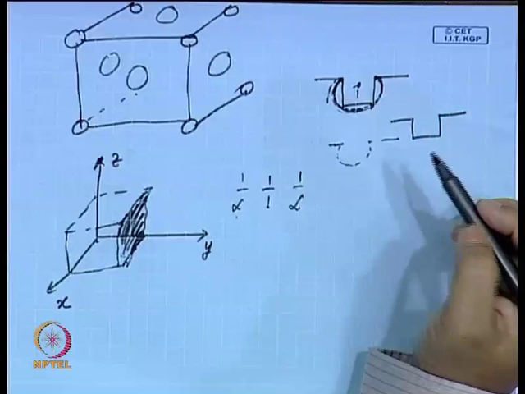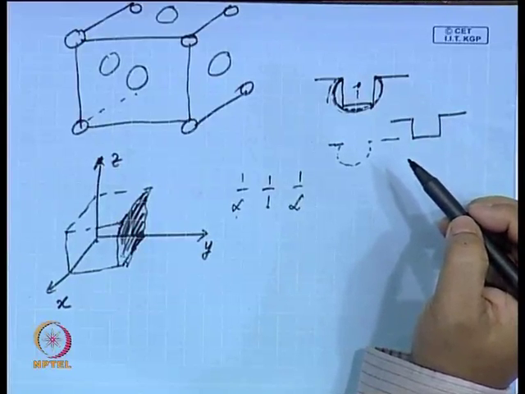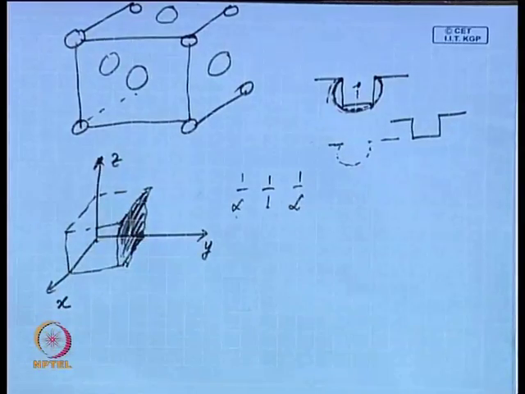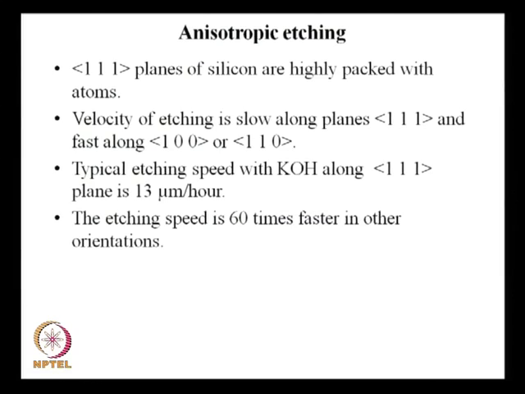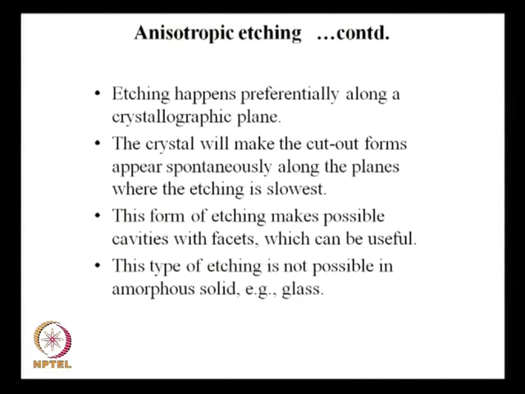Now, what we have in silicon is an anisotropic etching, which I have already pointed out in this slide, that the etching speed is 60 times faster in other orientations, and the etching speed in the 1 1 1 plane is 13 micrometer per hour. So, this gives you some feel, 13 micrometer per hour. So, how long you have to keep this substrate immersed in the etching solution. So, this gives you an idea in that respect.